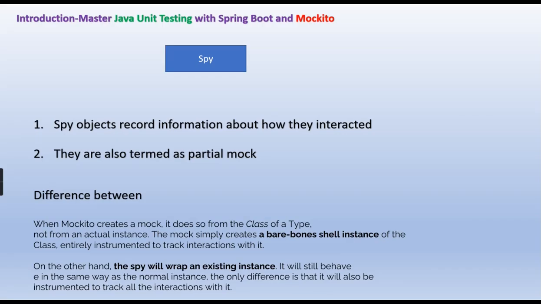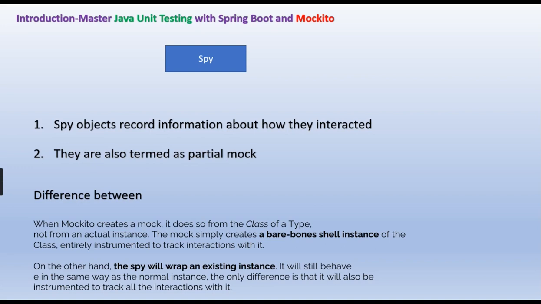So let us see. Spy objects record information about how they were interacted with. And second, they are also termed a partial mock, meaning spy is a partial mock. If you do not want to use a mock, you can use a spy. What spy is doing is, if you are working with a spy, ultimately you are spying on the mock. That is the reason it is called a partial mock.